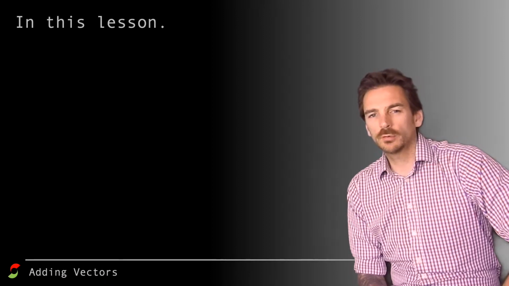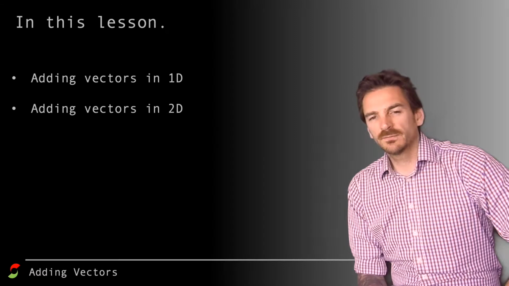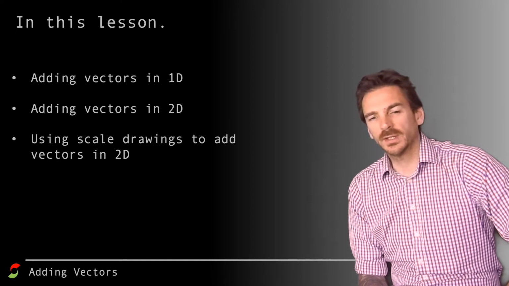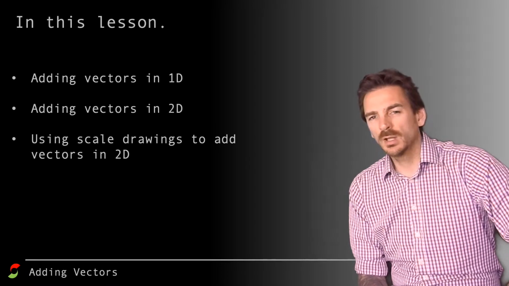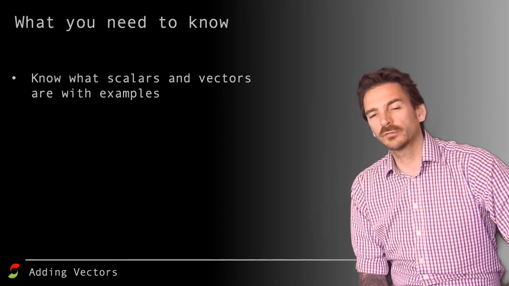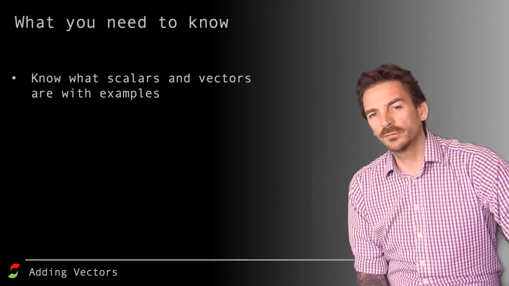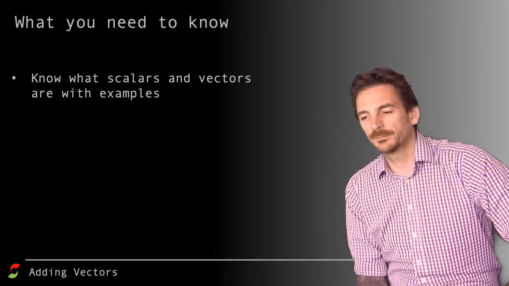In this episode we're going to be looking at adding vectors in one dimension, adding vectors in two dimensions, and focusing on how to add these vectors in two dimensions using a scale diagram. What would be really helpful for this lesson is if you understood what scales and vectors are and examples of those. If you're not too sure about that, do check out other videos on the channel to help you get up to speed.